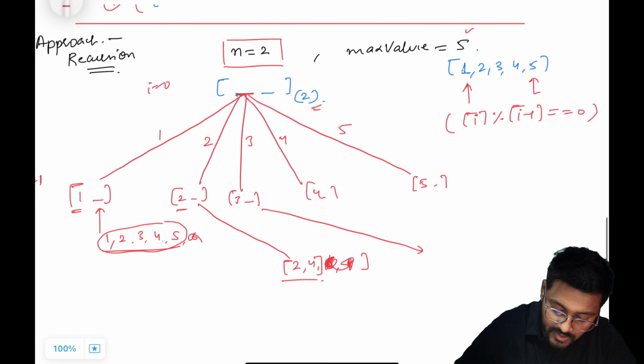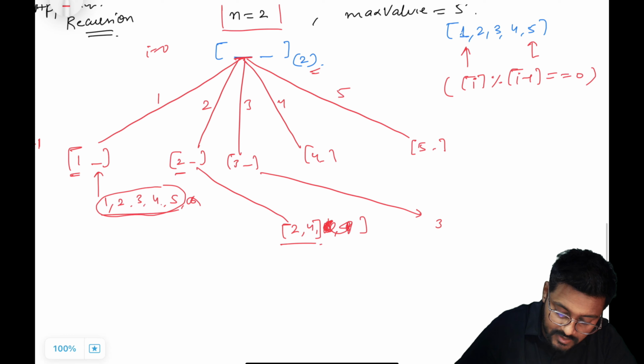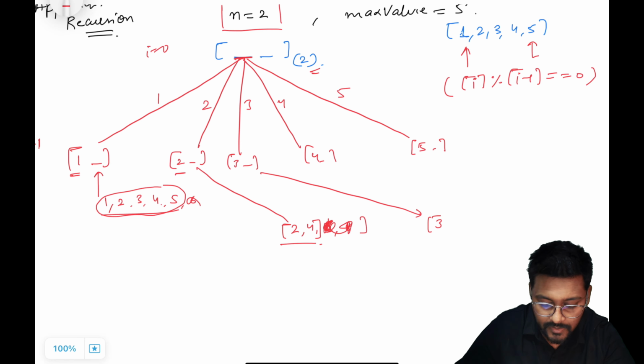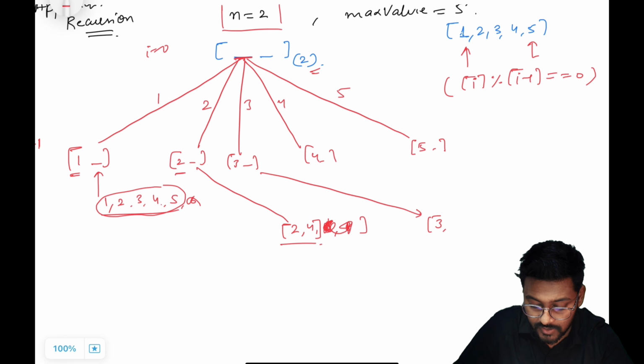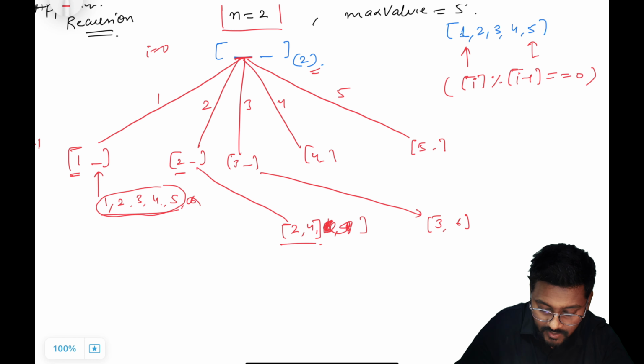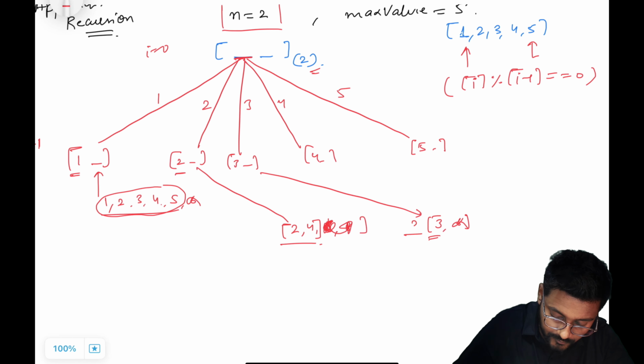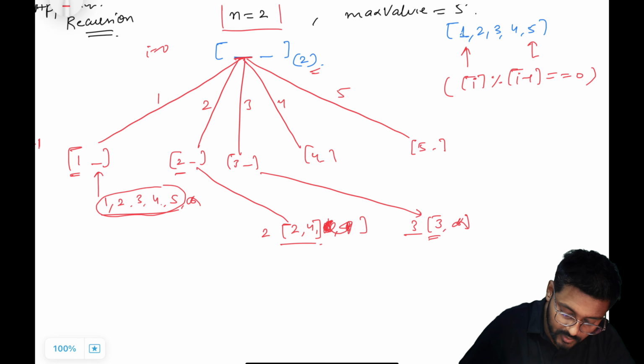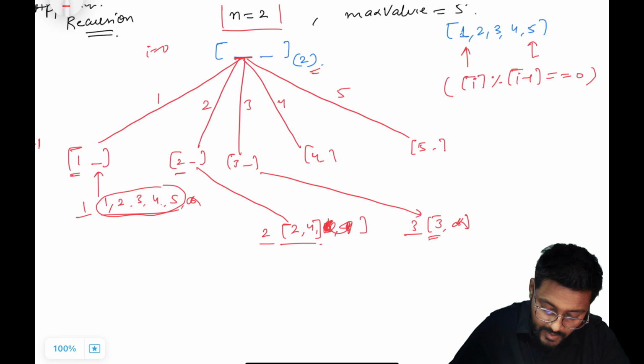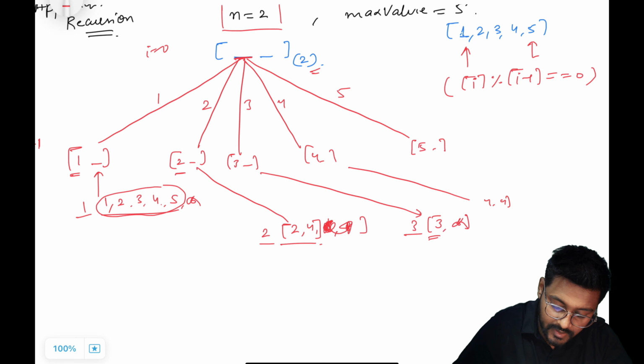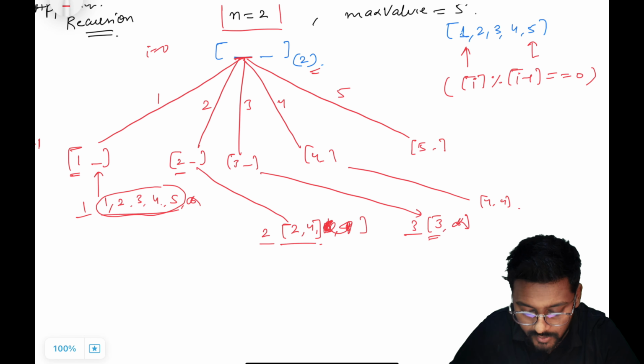So after 2 I have only 2 options. And what about after 3? After 3, one option is 3 itself, because 3 is divisible by 3. 3 into 1 is 3, 3 into 2 is 6, so 6 I can also take, but 6 is out of the range, so I'm not going to take 6 and subsequent ones. So 3 is the only option. So after 3 I can take 3, and after 2 I can take 2, 4. After 1 I can take 1, 2, 3, 4, 5, and after 4 I also can take 4, and after 5 I can only take 5.